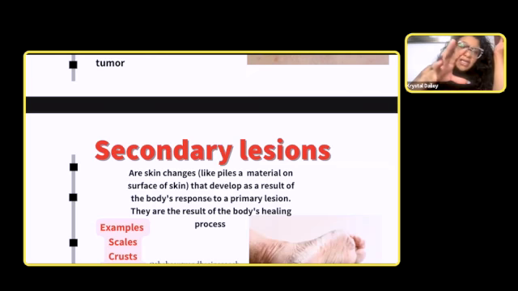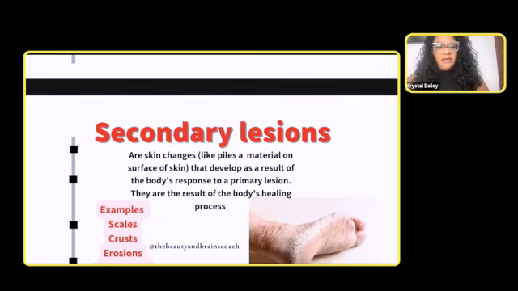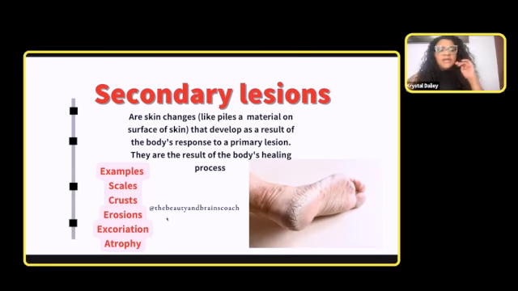The secondary lesions are like, hey, there was some type of trauma to the skin. The body began to repair itself, or attempt to repair itself, and it created a new lesion. So here we go. Here are some examples: scales, crusts, erosions, excoriations, or atrophy. It's literally like the wasting away of your skin.